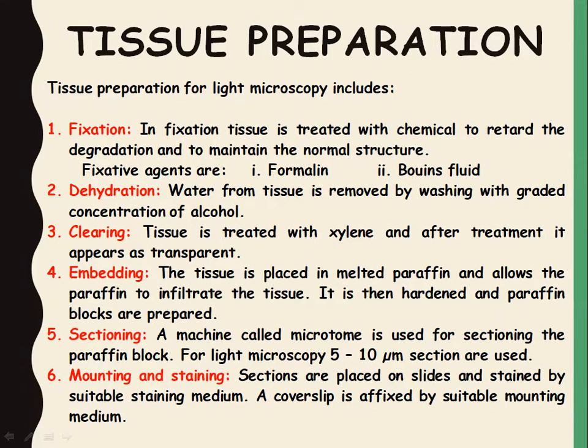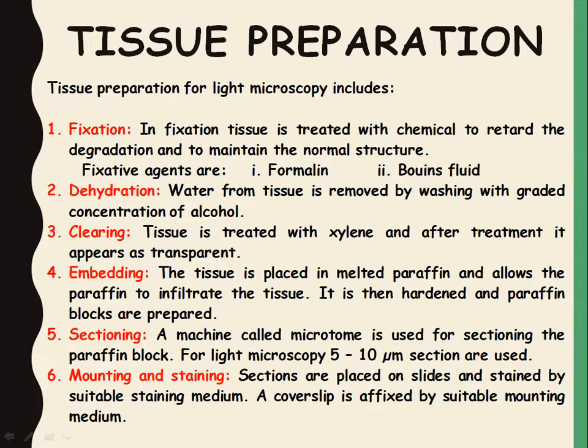Next is tissue preparation. Tissue preparation for light microscopy includes: first step is fixation, second is dehydration, third is cleaning, fourth is embedding, fifth is sectioning, sixth is mounting and staining. Now the first one is fixation. In fixation, tissue is treated with chemicals to retard degradation and to maintain the normal structure. Fixative agents are: first, formalin and second, Bouin's fluid.